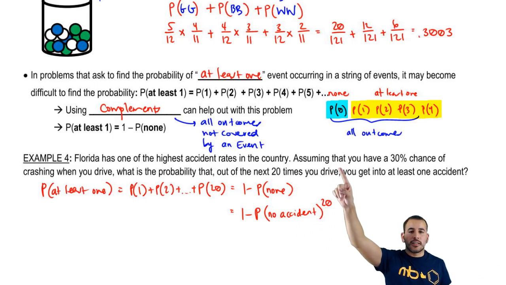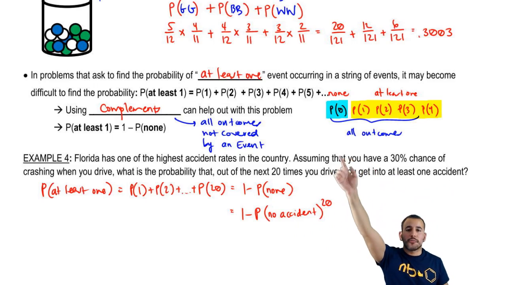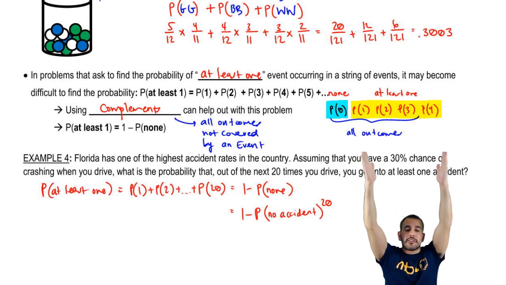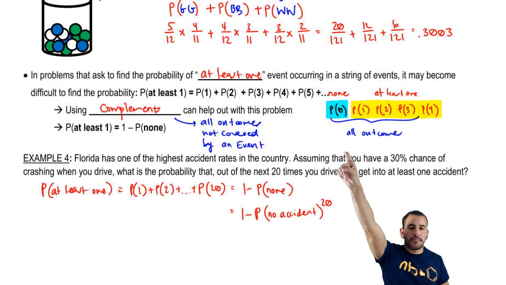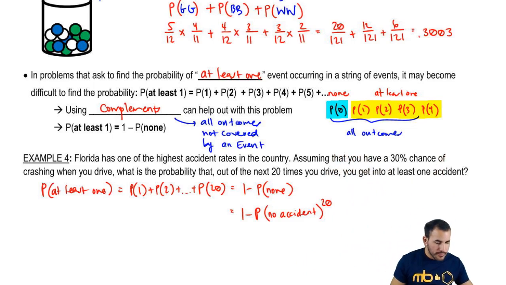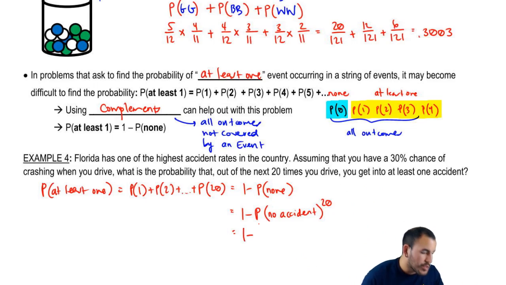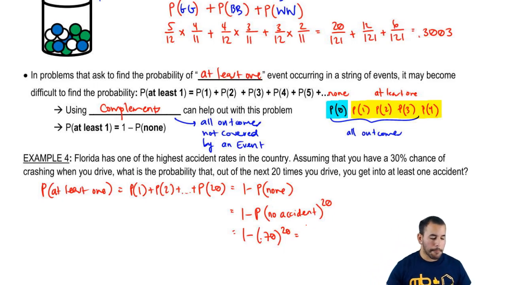But that's only one outcome out of our entire sample space. We don't want the probability of none. We want the probability of at least one. So we say my entire sample space probability minus this one outcome gives me all the other outcomes. So that equals 1 minus, what's the probability of no accident at all? If there's a 30% chance of you getting into an accident, what's the probability of not getting into an accident? 70%, right? So we're going to say 0.70 to the 20th power, right?